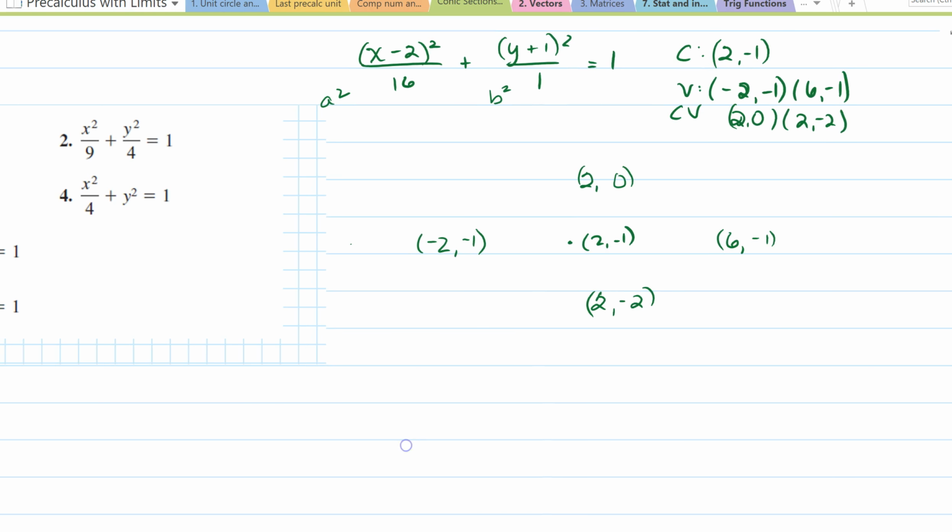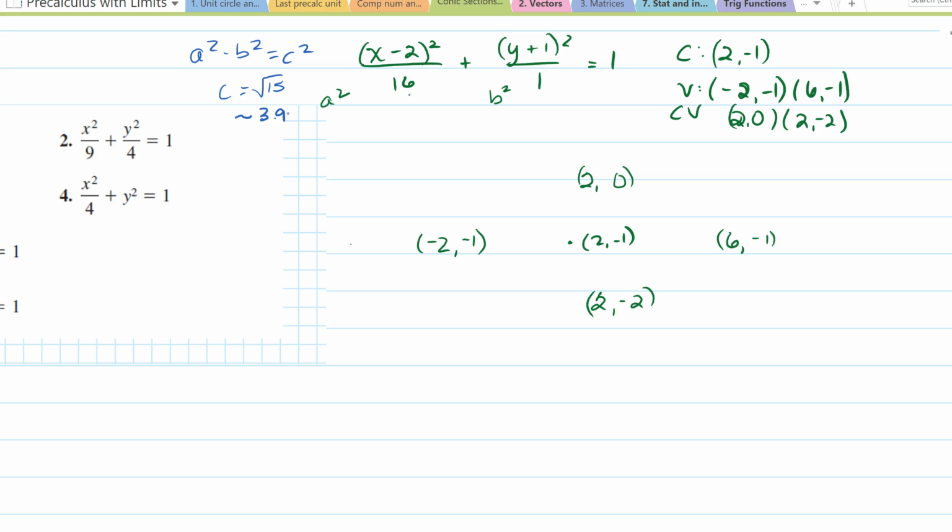Next, I'm going to find the foci. Now the foci, I have to do a little bit of math for. I take a squared minus b squared to find c squared. The value I'm looking for though is c. So 16 minus 1 would be a squared minus b squared, and I would get 15. So it must be the square root of 15 is equal to c. I just looked that up, and that is about 3.9.